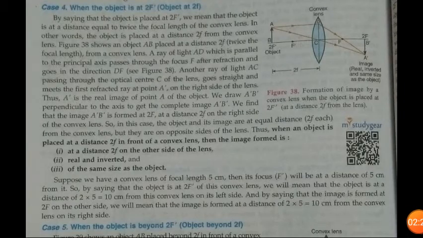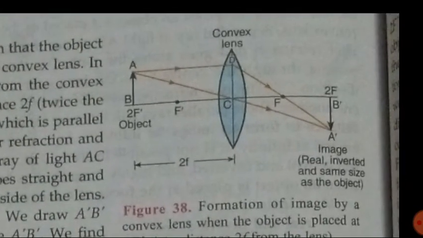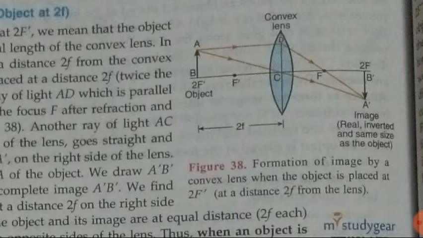Now in the fourth case, the object is at 2f. Here again you can see when the object is at 2f, two rays are emerging out from the object. AD is parallel to the principal axis. After refraction it is passing through focus. AC, because it is passing through optical center, will go in a straight line without any deflection.